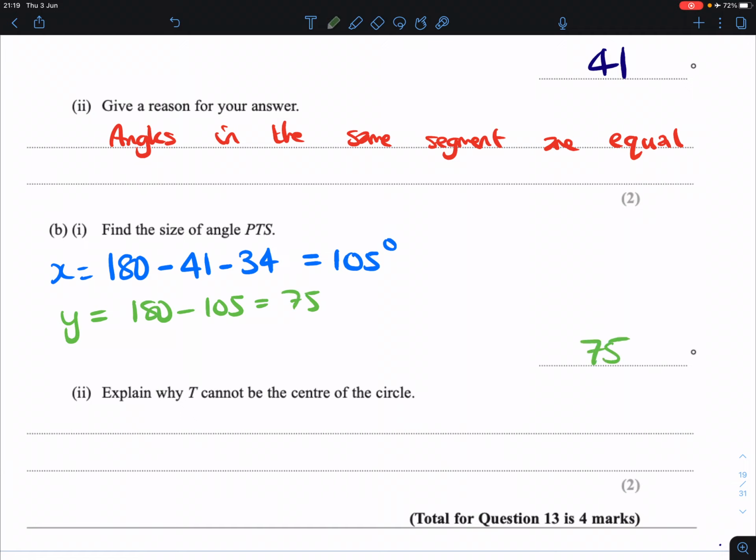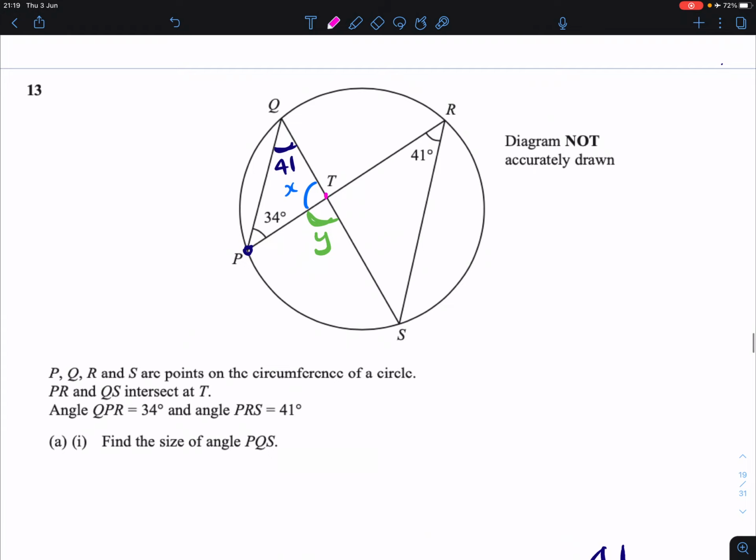Part 2. Explain why T cannot be the center of the circle. So why, or how do we know that that point is not the center of the circle? Well, the rule that springs to mind here is that if it was the center of the circle, let me just draw a separate circle like so, then these lengths here would have to both be radii. So you would have a length here and a length here, and these would both be radii.